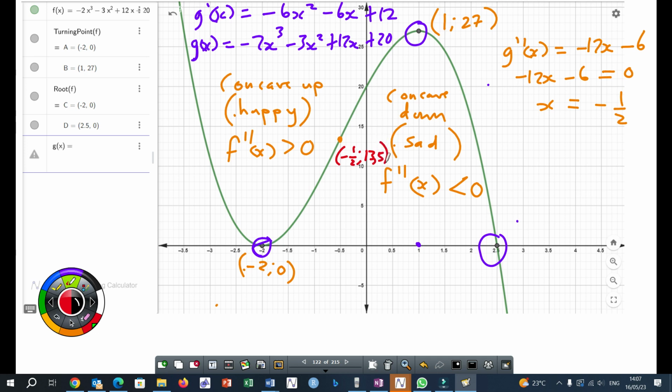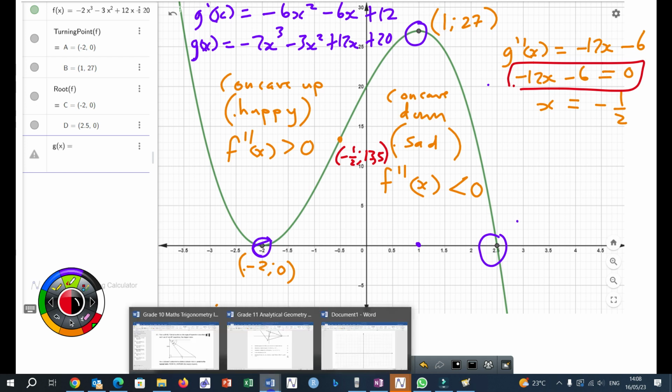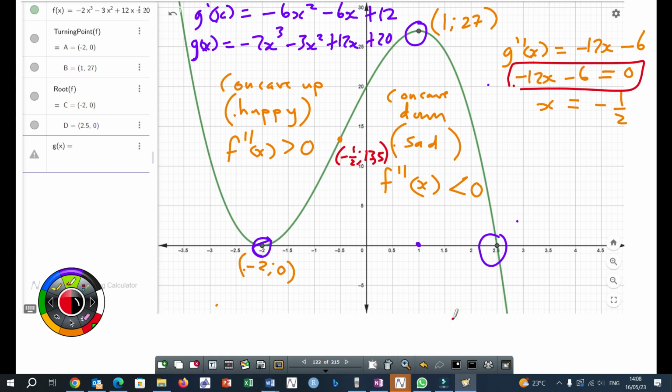Now, if you want to find the x value of the point of inflection, find the second derivative, equate it to 0, and solve for x. It's very easy. Your second derivative is always linear, as you can see there. The second derivative of a cubic function is linear. The first derivative of a cubic function is quadratic.